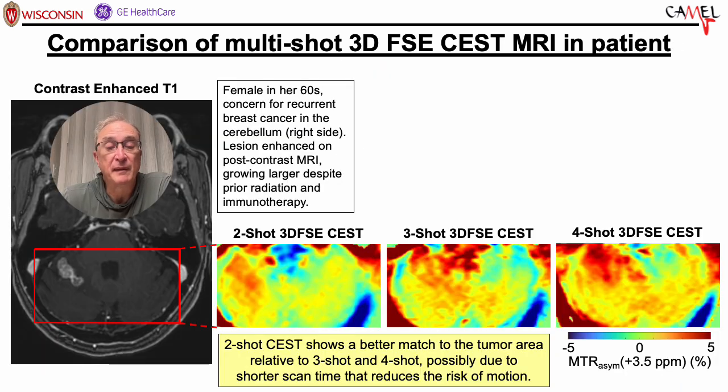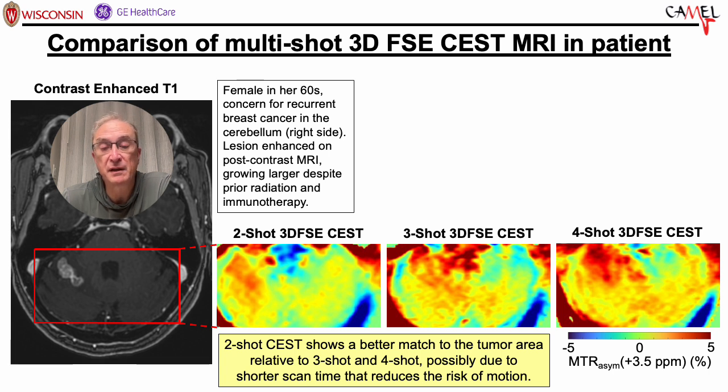Well, yes. Here is an image of a female in her 60s that had a recurrent breast cancer and a lesion enhanced in post-contrast MRI, as you can see in that left side of the red box. And if we were to look at the CEST image for that box, you can see the two-shot 3D FSE CEST shows really nice enhancement around that lesion.